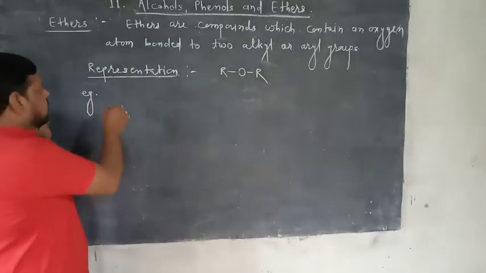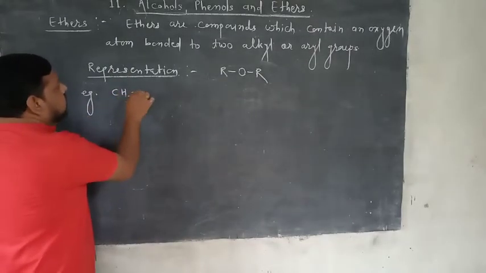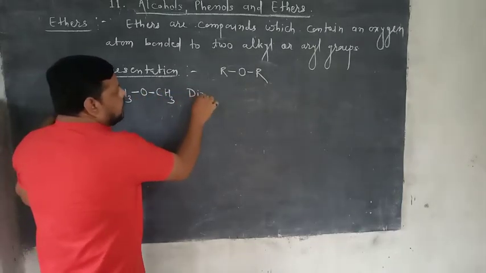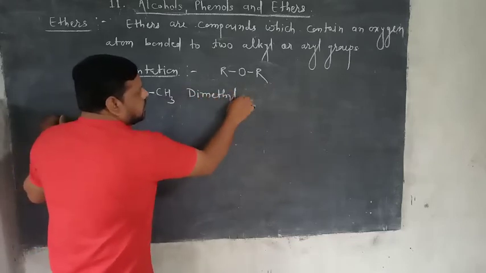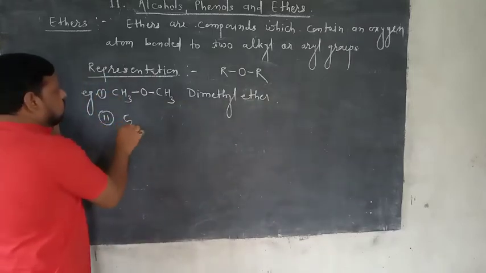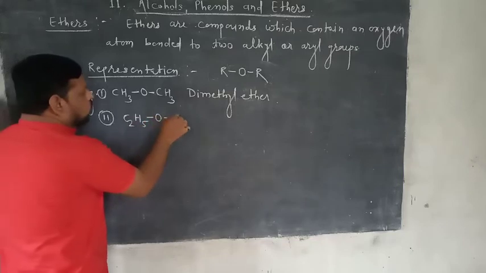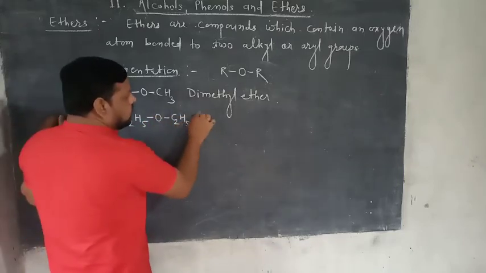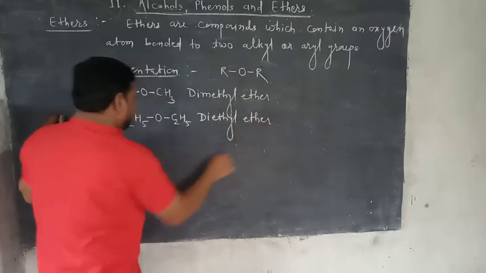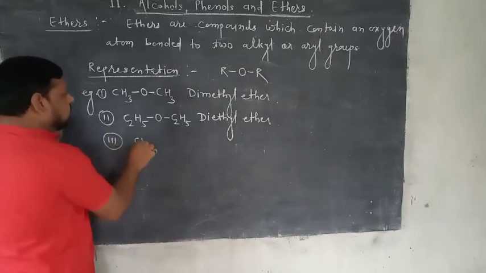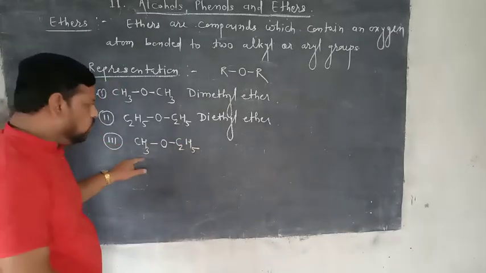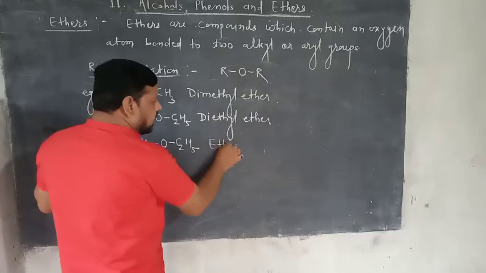Examples of ethers: number 1, CH3OCH3. The name of this compound is dimethyl ether. Second example, C2H5OC2H5, and the name of this compound is diethyl ether. Next compound, CH3OC2H5, and the name of this compound is ethyl methyl ether.